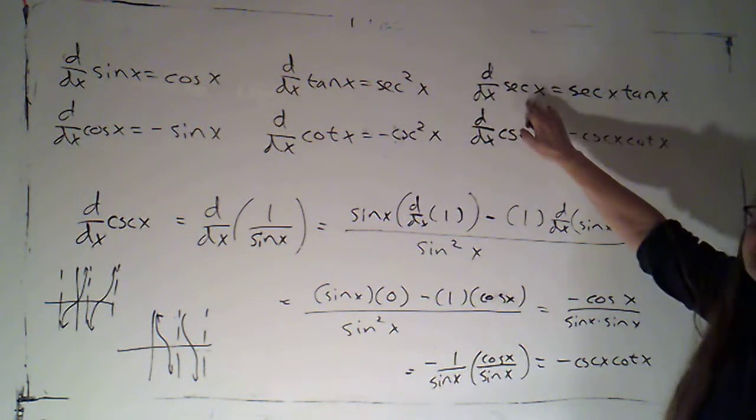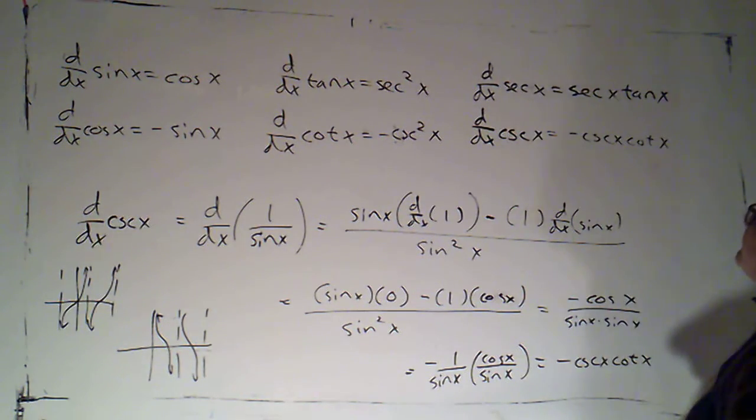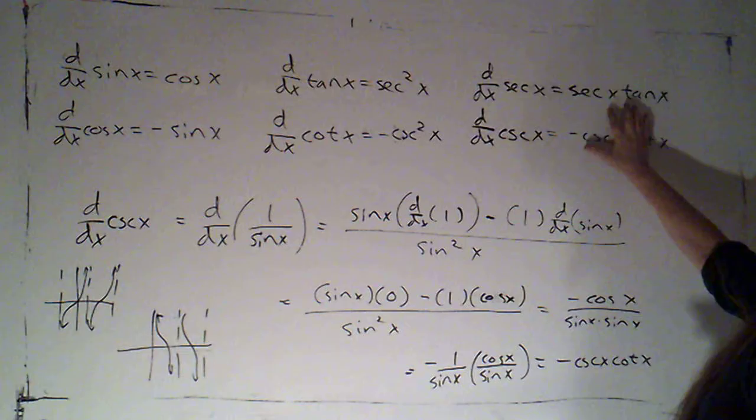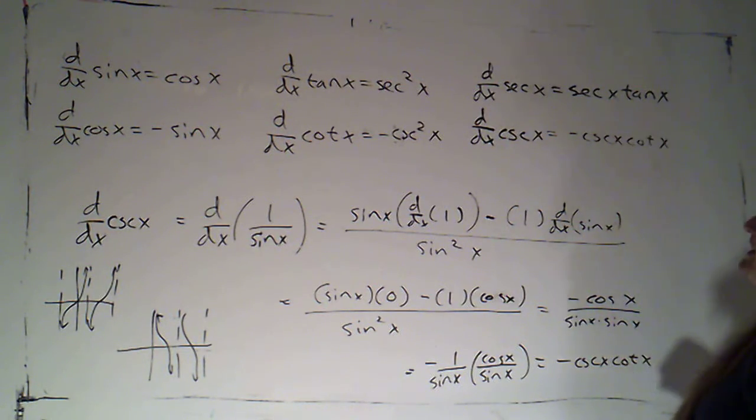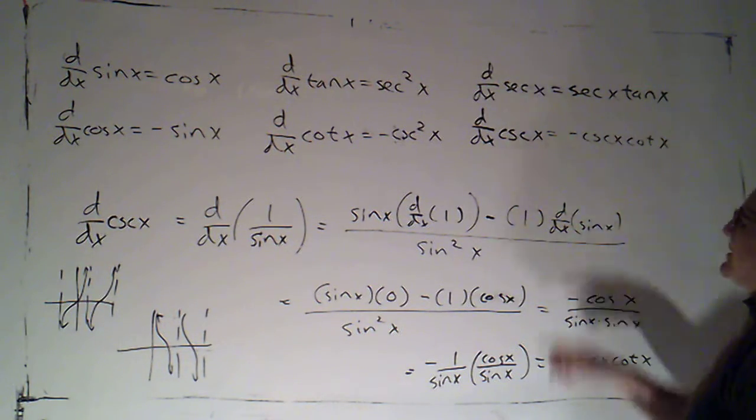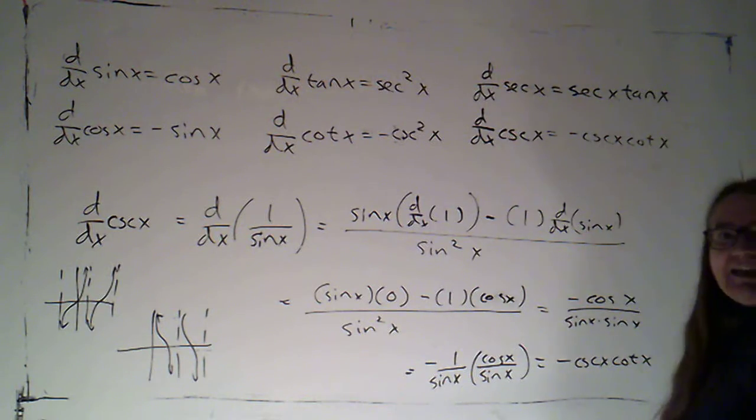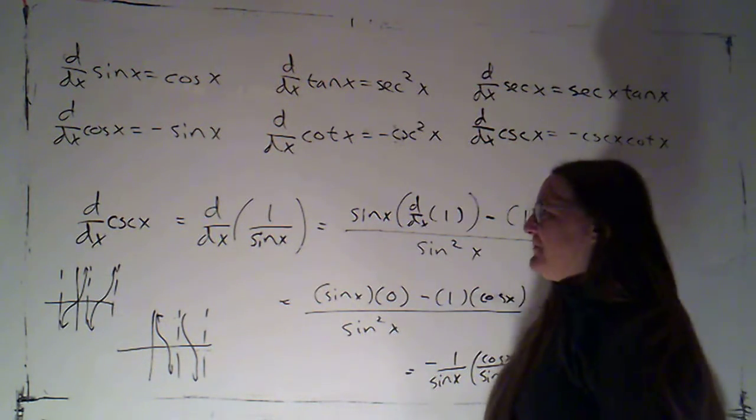We could certainly graph secant and then sketch its derivative. Don't think that's super helpful here. Here I sort of rely on the mnemonic that if there's a co in the name, there's a negative in the formula for the derivative.